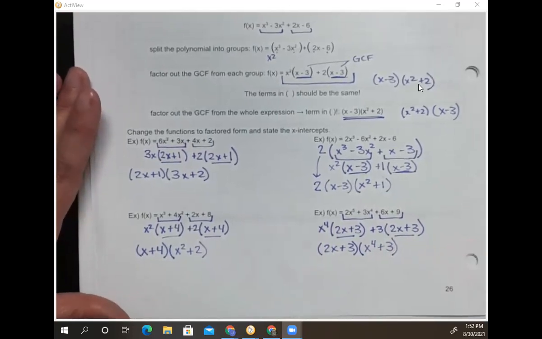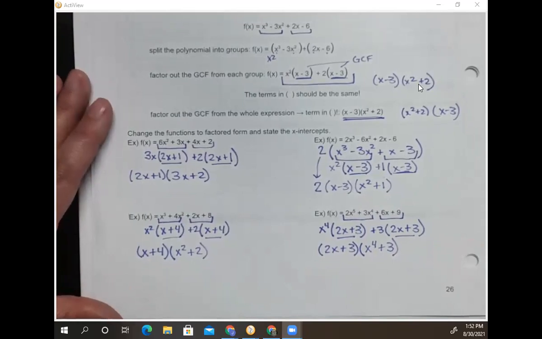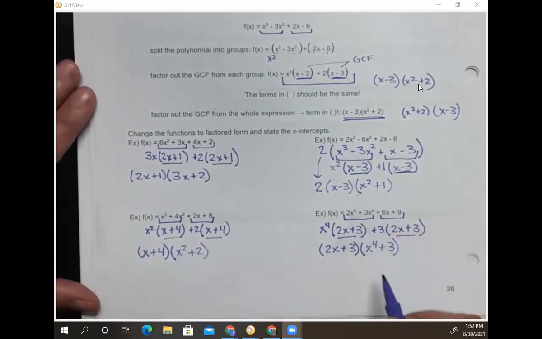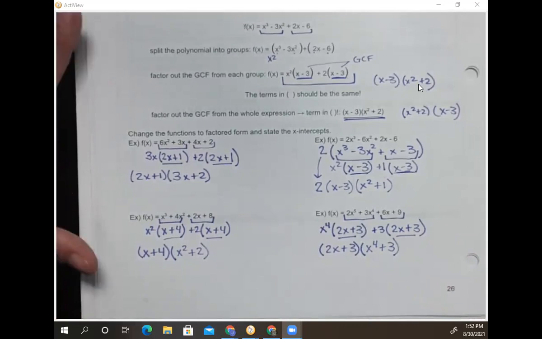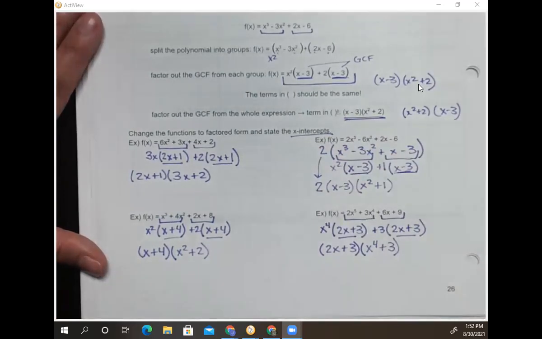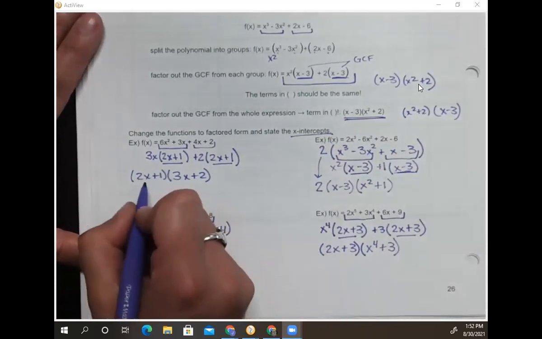Now that I've factored each of these polynomials as much as we can for now, later on we'll talk about ways to factor some of these things that still have x squared or x to the 4th. We're going to leave them as they are for now. But now that I factored as much as I can for right now, I'm going to find any x-intercepts that I can see. So we talked about x-intercepts already.